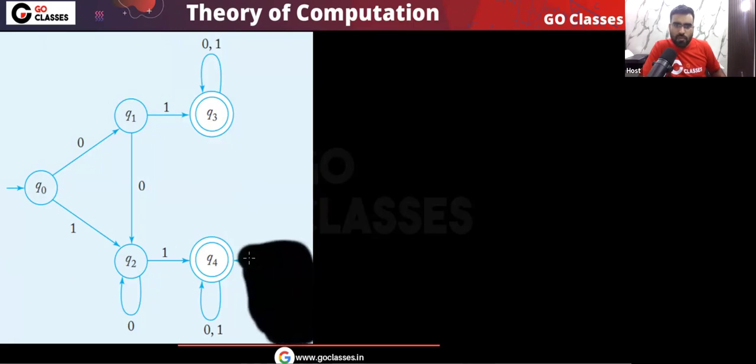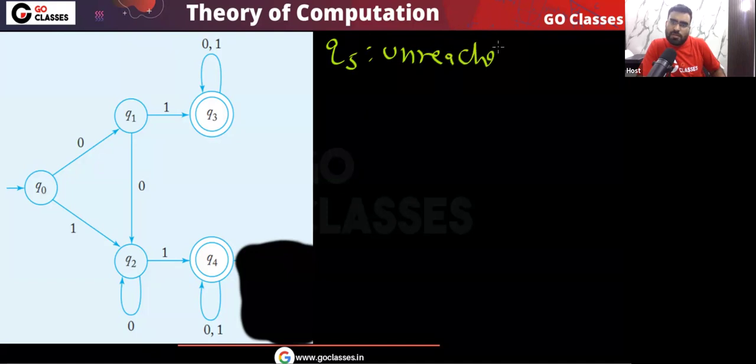Let's see this question. What is step number 1 in the minimization of DFA? Let's minimize this DFA. Step number 1 is to remove the unreachable states. Yes or no? This state Q5 I can remove because it is unreachable. So this state Q5 is gone because it was unreachable.